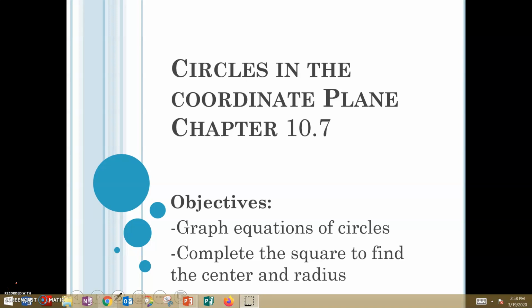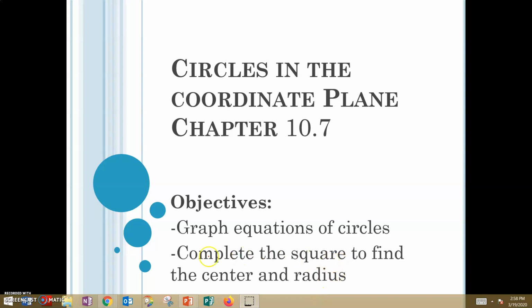Hi everybody, welcome back. Today we're going to talk a little bit more about circles in the coordinate plane, chapter 10.7 in our textbook. Our two objectives are going to be to graph equations of circles, and second, to complete the square to find the center and radius.